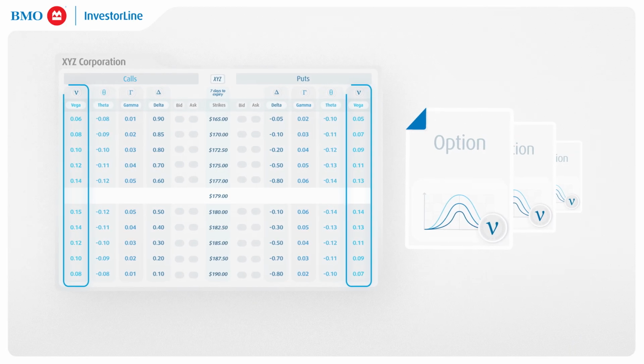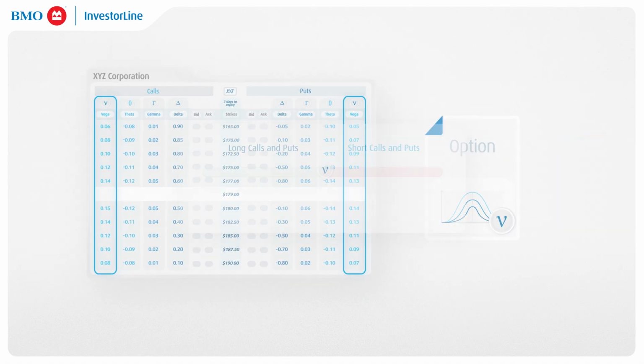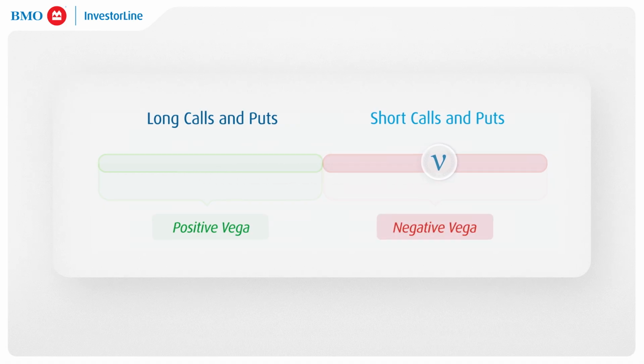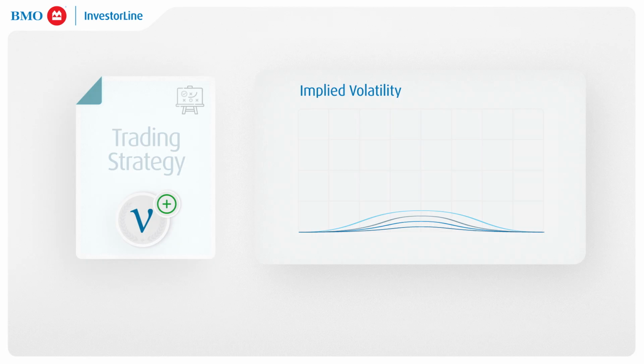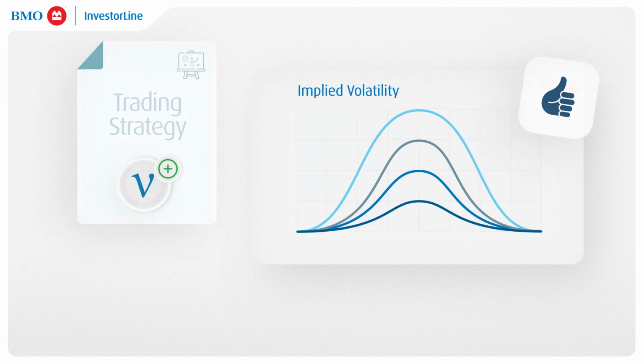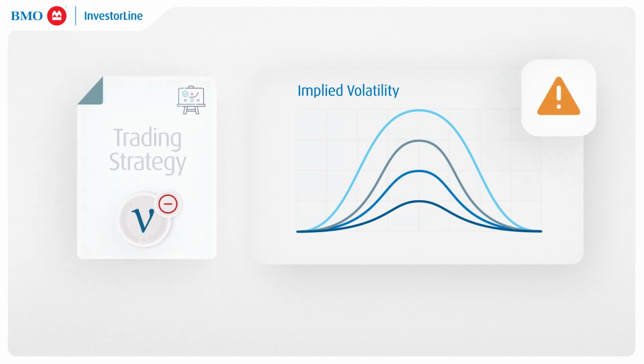So how can Vega be used in options trading? First, it's important to remember that long calls and puts have positive Vega, while short calls and puts have negative Vega. A strategy with net positive Vega will benefit from an increase in implied volatility if market conditions become more volatile. Conversely, strategies with net negative Vega will be disadvantaged by an increase in implied volatility.